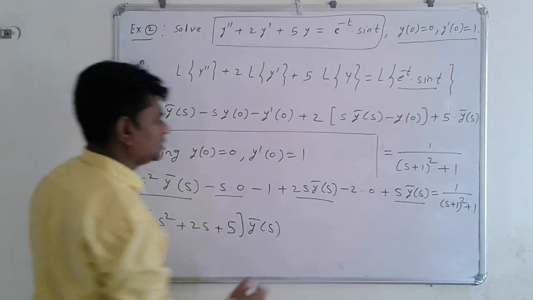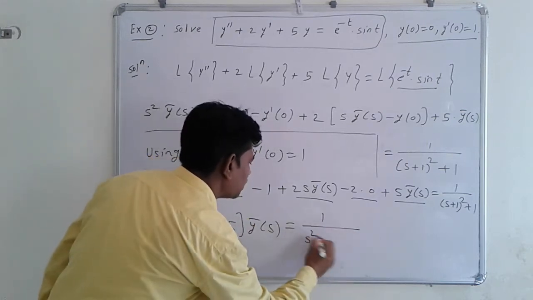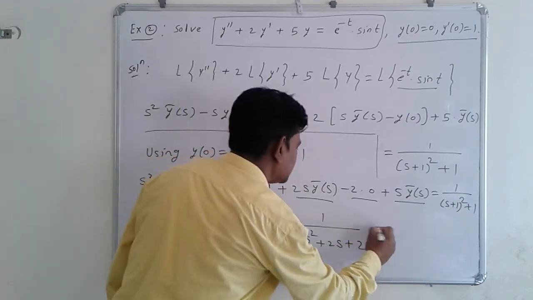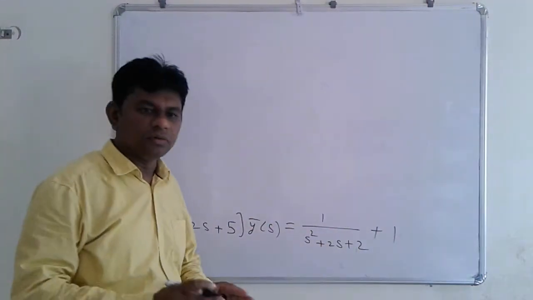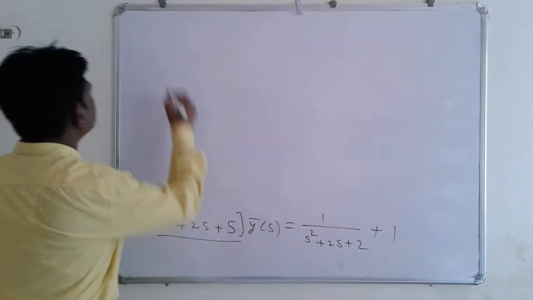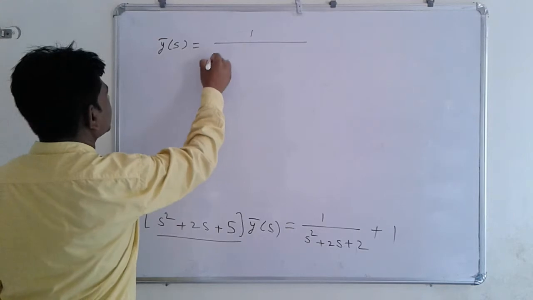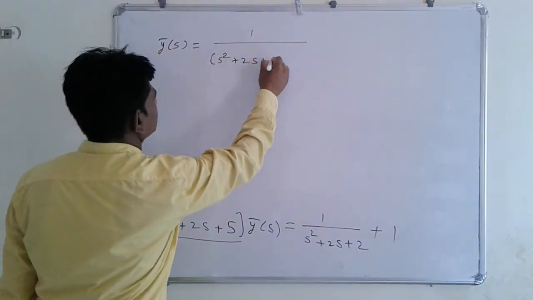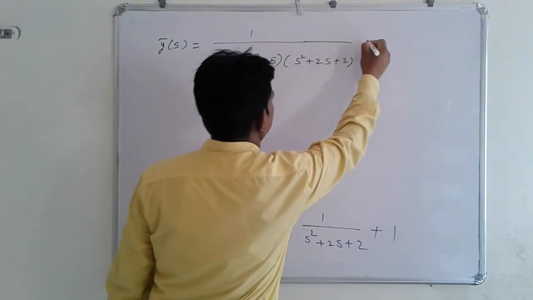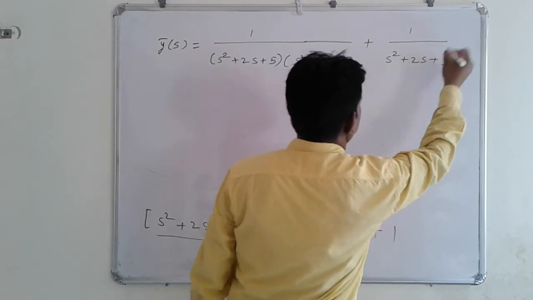Now this is 0, this is also 0, and this is minus 1. Therefore the answer is s square plus 2 times s plus 1 means 2, and this minus 1 on this side is plus 1. Now dividing this whole equation by s square plus 2 times s plus 5, we get y bar s equal to 1 upon s square plus 2 times s plus 5 times s square plus 2 times s plus 2, plus 1 upon s square plus 2 times s plus 5.